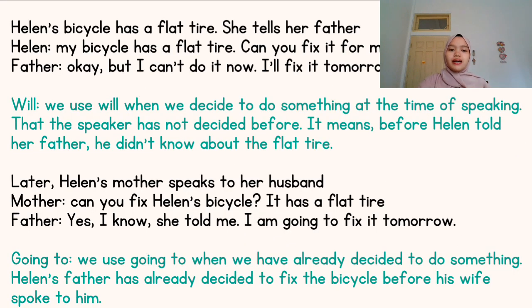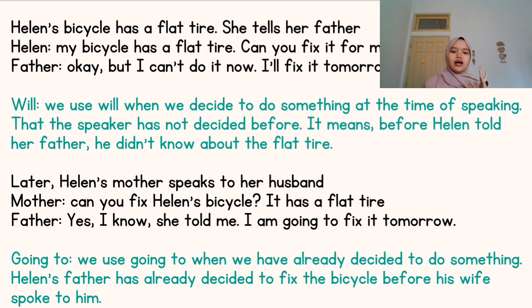Helen's bicycle has a flat tire. She tells her father, my bicycle has a flat tire. Can you fix it for me? And the father answers, okay, but I can't do it now. I'll fix it tomorrow. We use will when we decide to do something at the time of speaking that the speaker has not decided before. It means that before Helen told her father, he didn't know about the flat tire.